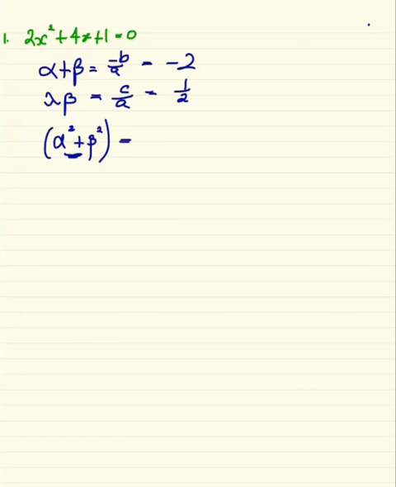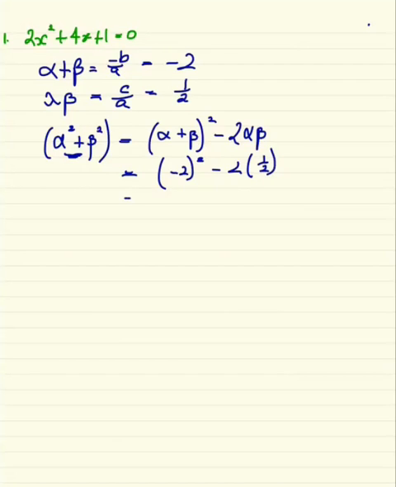Okay, so one of the rules you'll have to recognize is alpha plus beta, all squared. Well, when we square the first, we get alpha squared. When we square the second, we get beta squared, but we also get 2 alpha beta in the expansion of this square. So we have to subtract 2 alpha beta to keep this thing in balance. And now we can substitute from above, and that equals, well, alpha plus beta was negative 2, and that's squared, and 2 alpha beta was a half. Okay, and what we end up with is negative 2 squared is 4, minus 1 is 3.